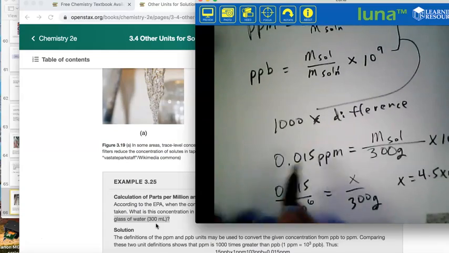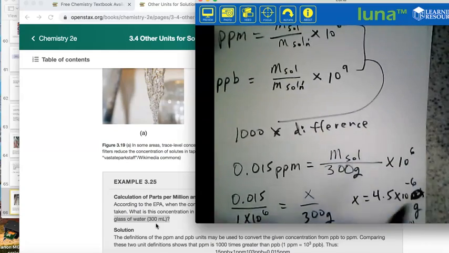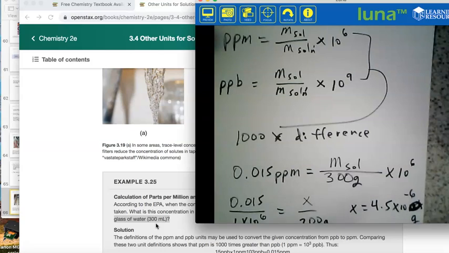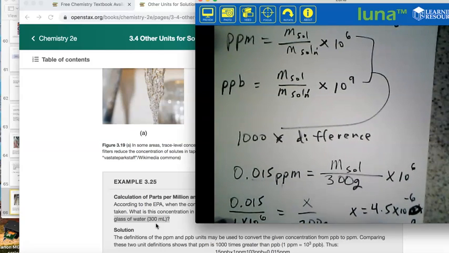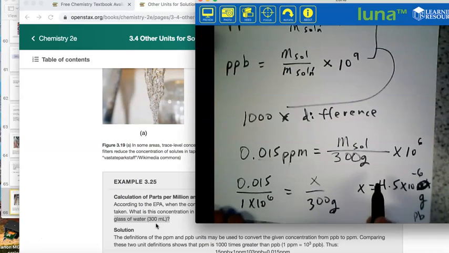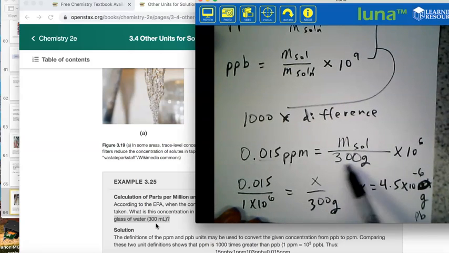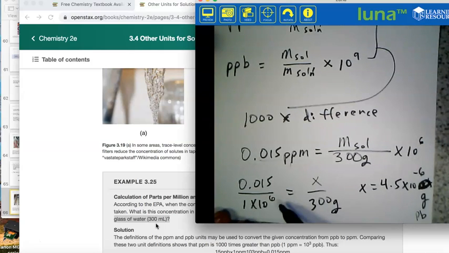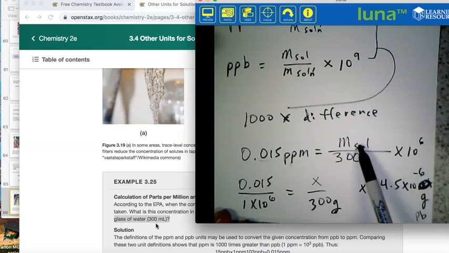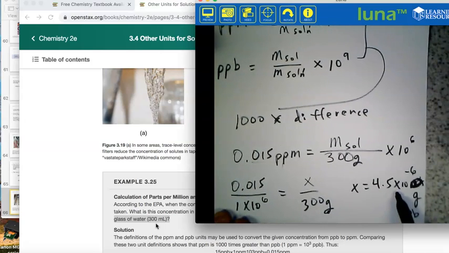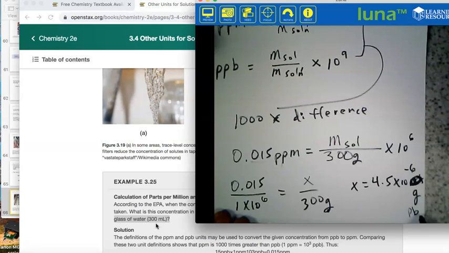Now all I'm going to do is just cross multiply. But before I do that, you see me rearrange this because you have this fraction times 10 to the 6th power. I brought this over here, divided both sides by 1 times 10 to the 6th power, and left this here. I'm just writing it as x instead of mass of solute, over 300, and then I cross multiply. And I get 4.5 times 10 to the negative 6 grams of lead.